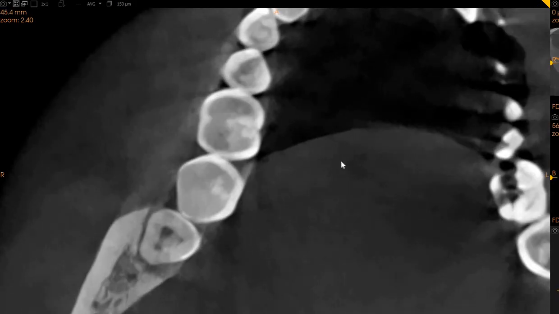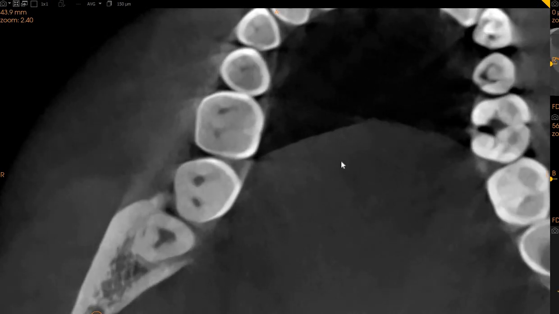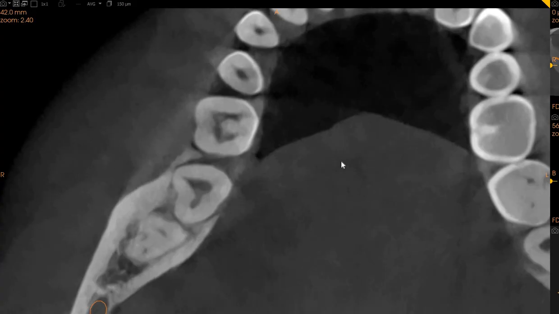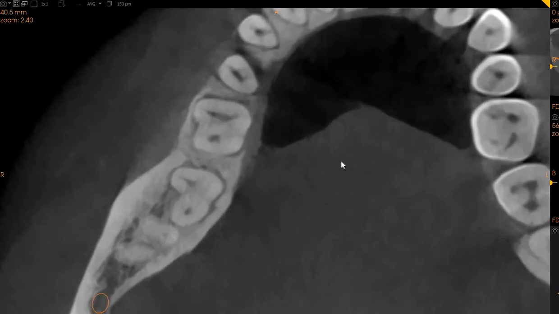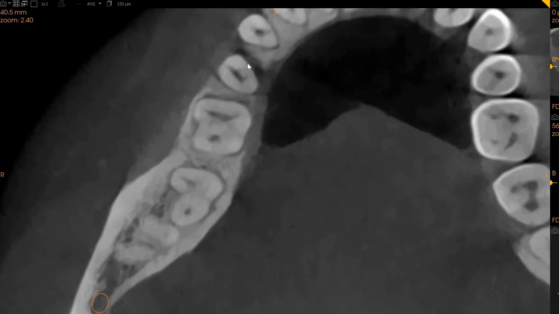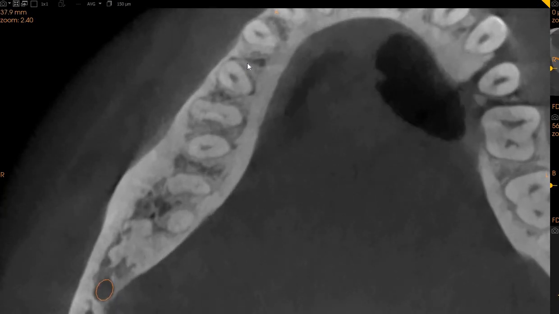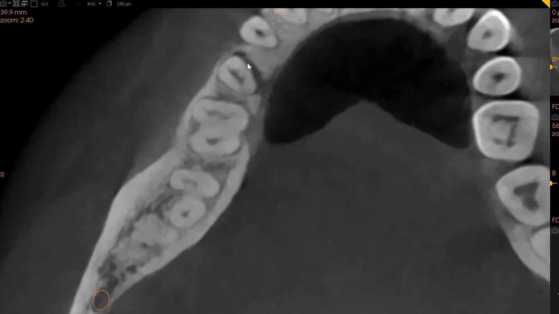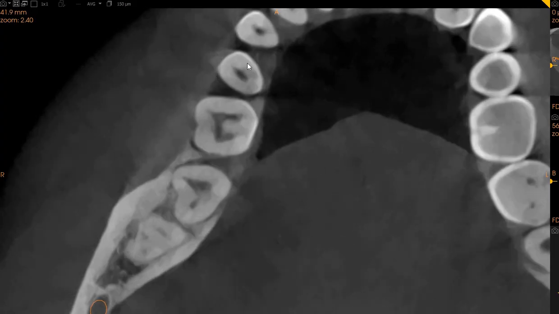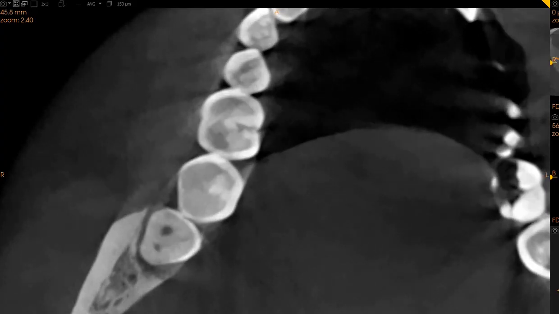Now, from the axial view, we're looking for any kind of cracks or any lesions that we can see in the buccal lingual dimension. You don't see any major cracks, anything majorly problematic. However, the 5 shows a little bit of bone loss on the mesial aspect, but other than that, the 6, 7, and 8 do not show us anything significant. No cracks can be seen on this view.